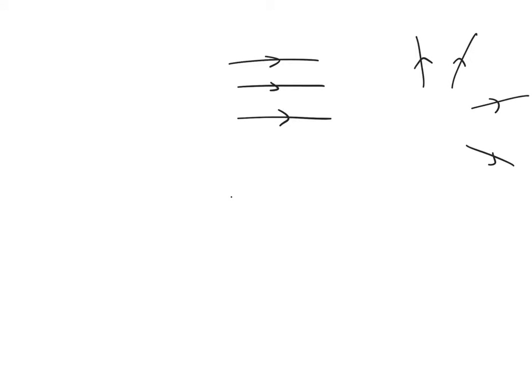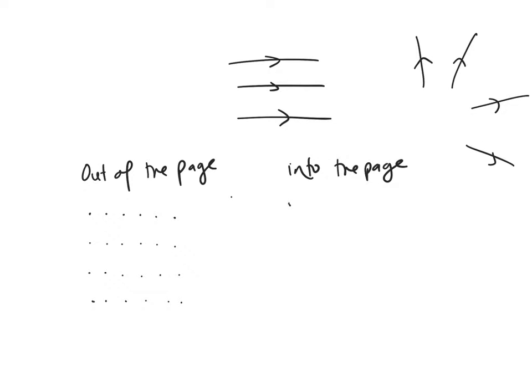So if they are going out of the page, it's going to look like a bunch of dots. That's it. I'll show you in class, but it's basically like the point of an arrow coming right towards your face. If the field goes into the page, then you get these X's, which is supposed to be the butt of the arrow pointing up towards your face.